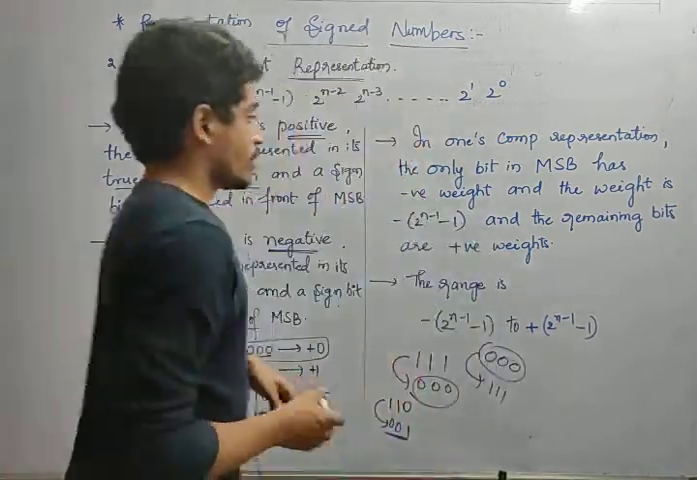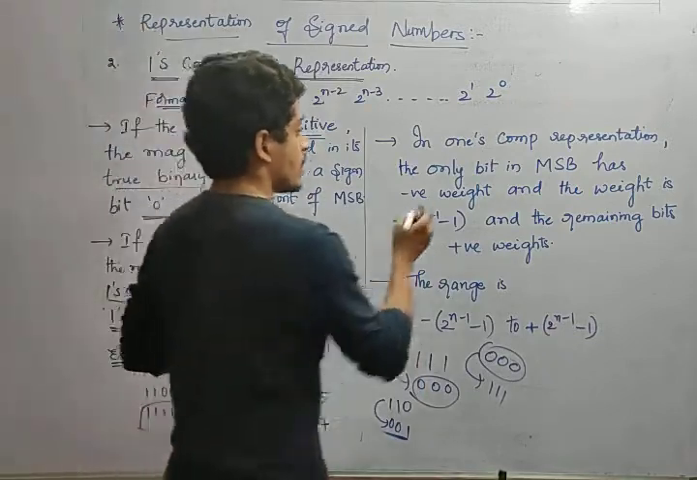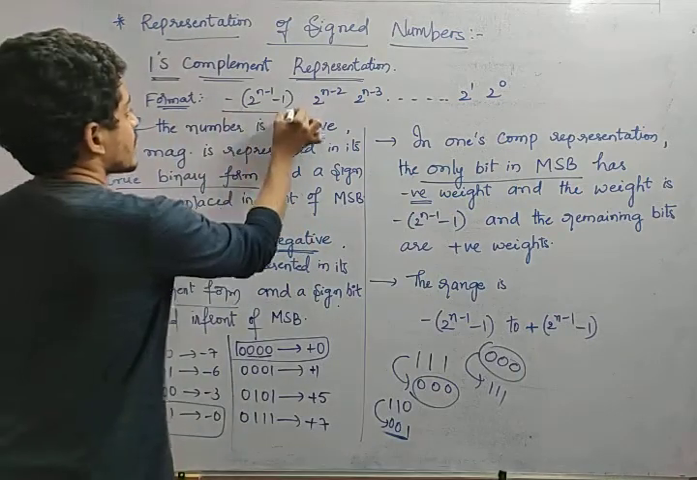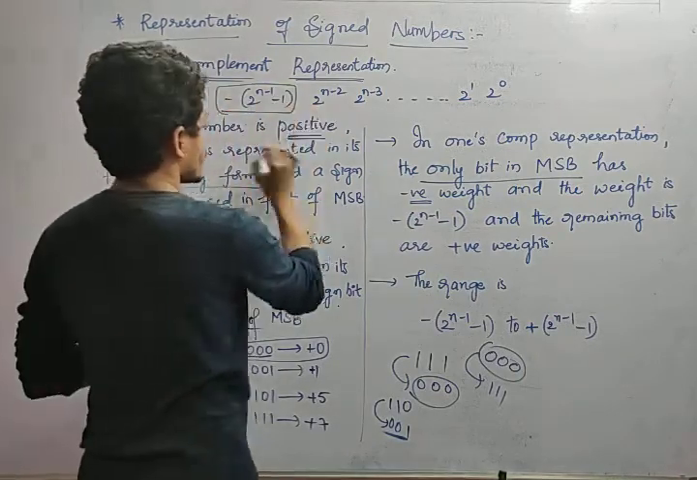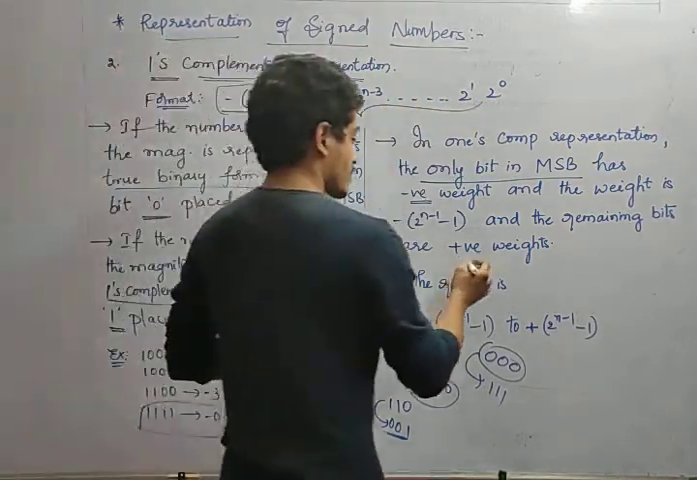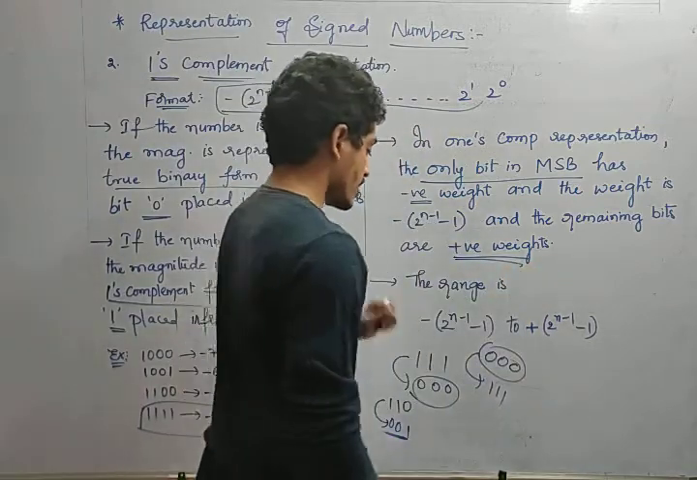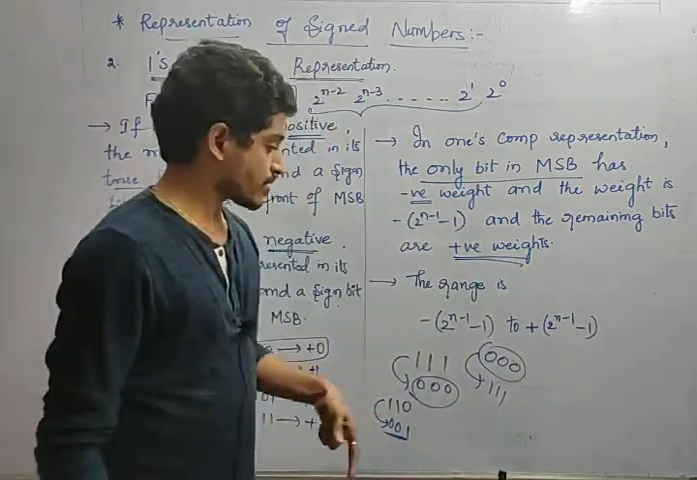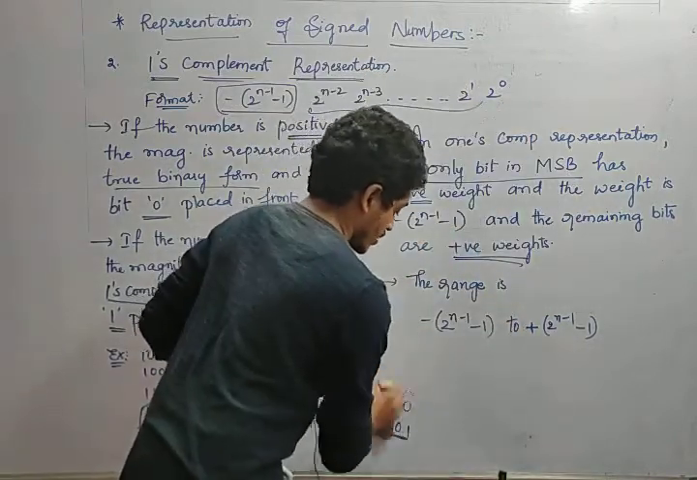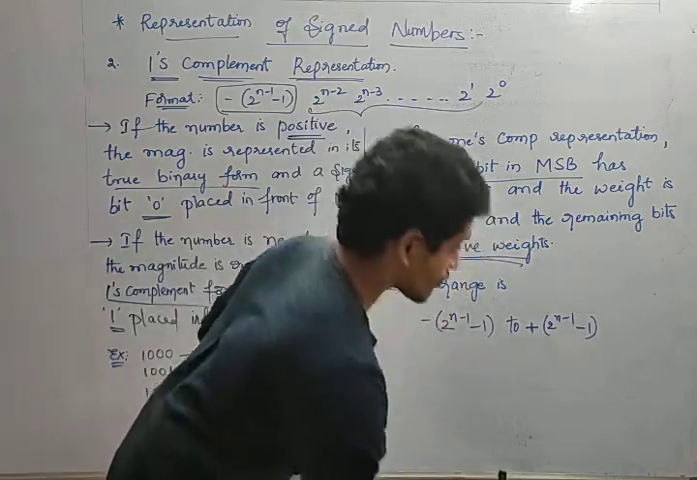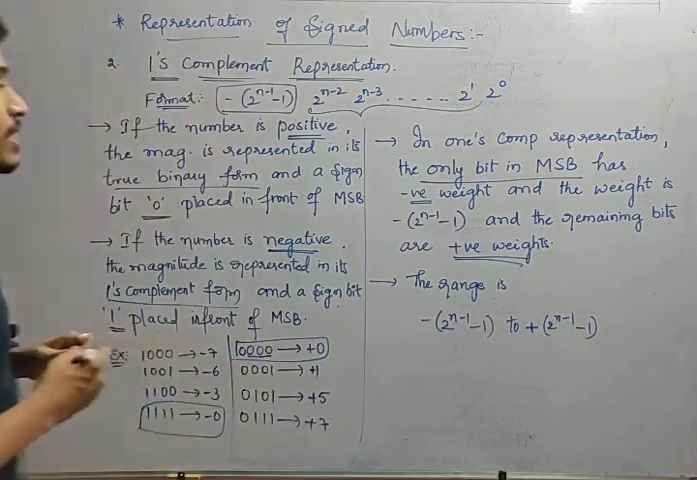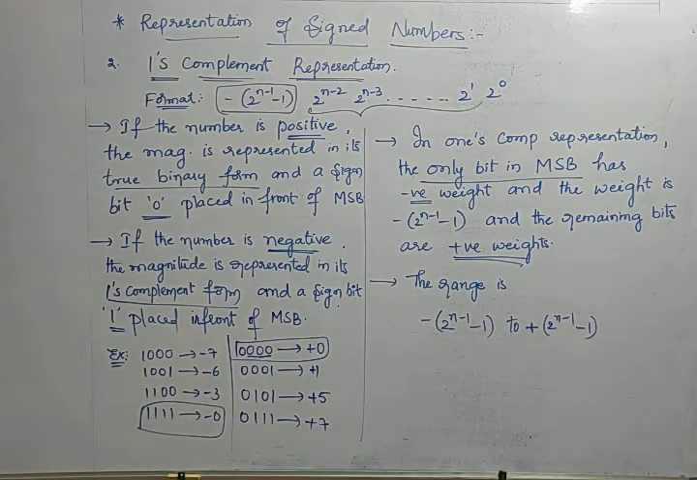Okay. So in ones complement representation, only the MSB has negative weight, as we have seen in the general format. This particular MSB alone has negative weight, and the remaining n minus 1 digits do not have negative weights; the remaining bits have positive weights only. The range is minus of 2 power n minus 1 minus 1 to plus 2 power n minus 1 minus 1, same as the sign magnitude representation range. Right, friends? Remember this formula. This is very important. We will be using this formula in our previous GATE questions while we are solving. Now, let us go for 2's complement representation.